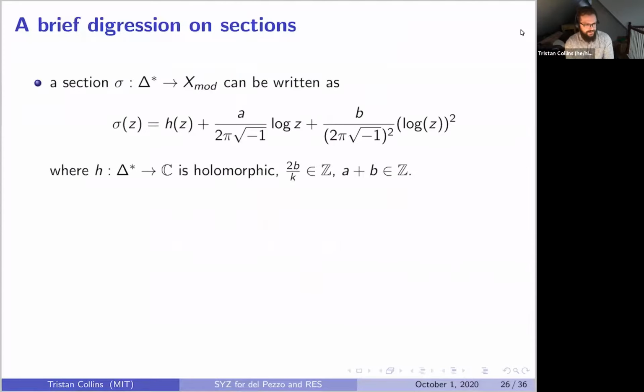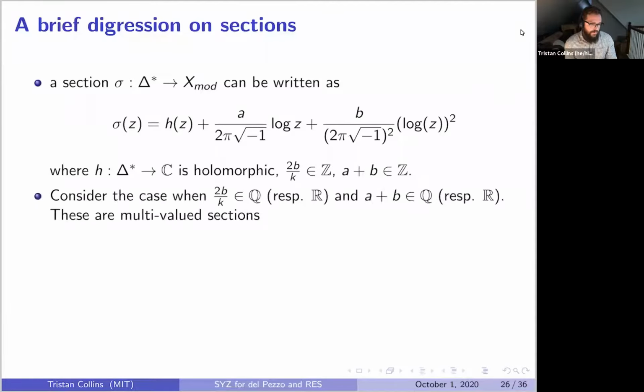Okay, so to answer some of these questions, I need to give a brief digression on what sections look like for this model fibration. In general, a section of this model fibration is just a multi-valued holomorphic function, where in order to be 2π periodic when you go around the singular fiber, you need these conditions, which just come from the fact that the image of sigma in C should be well-defined modulo the lattice. That's a straightforward calculation. So what you can do is relax these conditions. Rather than requiring these numbers to be in Z, you can require that they're in Q or just R.